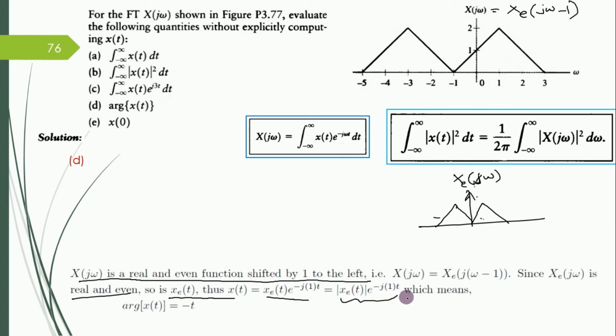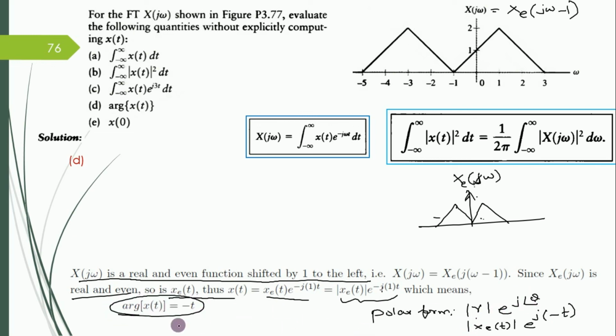Why am I focusing more on this? Because there is something called polar form. In polar form, we write it in this manner: this is magnitude, this is phase. In place of the phase, other than j, what am I having? Here, mod of xe of t times e raised to j, and other than j, what am I having? Minus t. Hence, the argument of x of t, in place of angle theta, is minus t. That's your answer.